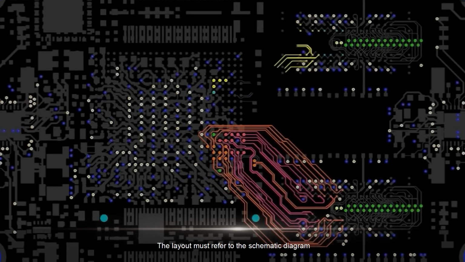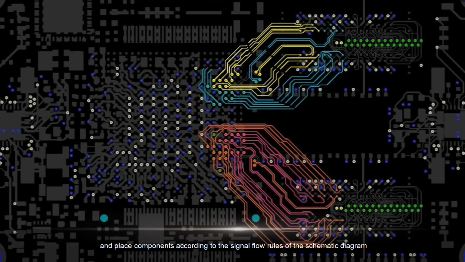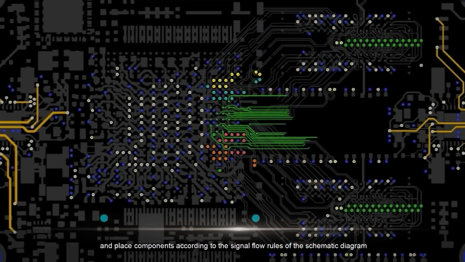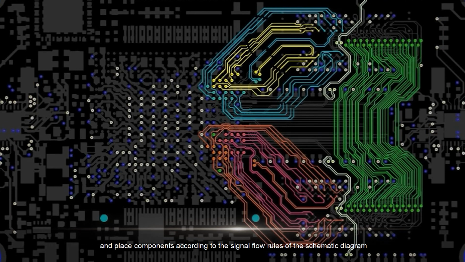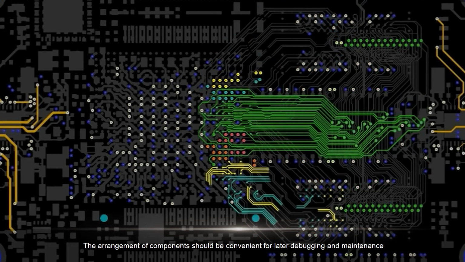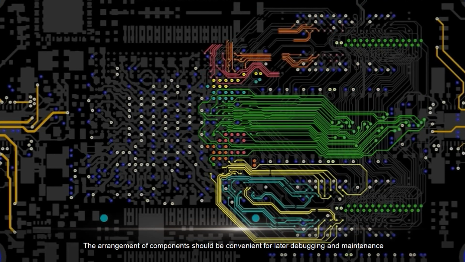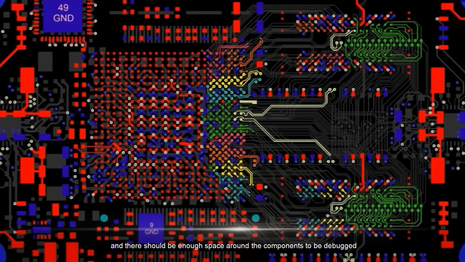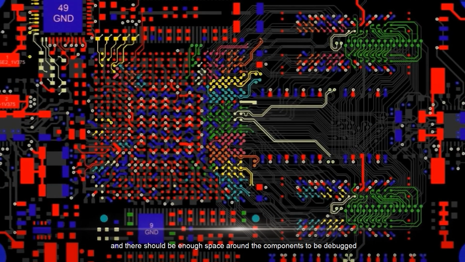2. The layout must refer to the schematic diagram, and place components according to the signal flow rules of the schematic diagram. 3. The arrangement of components should be convenient for later debugging and maintenance, and there should be enough space around the components to be debugged.